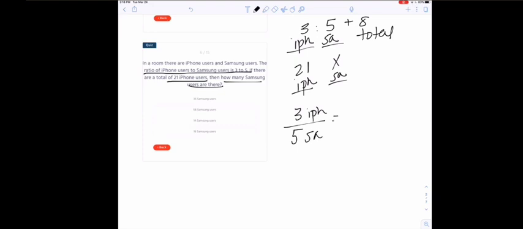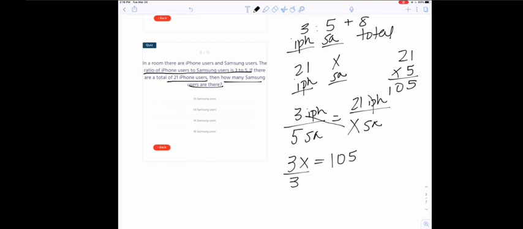So 3 iPhone in my ratio compared to 5 Samsung in my ratio is equal to 21 iPhones in my actual over x Samsungs. Now that I've done that, I can cross multiply. 3 times x is 3x. 21 times 5. 5 times 1 is 5. 5 times 2 is 10. So 3x equals 105. Now I'm going to divide by 3 to be able to isolate the x.